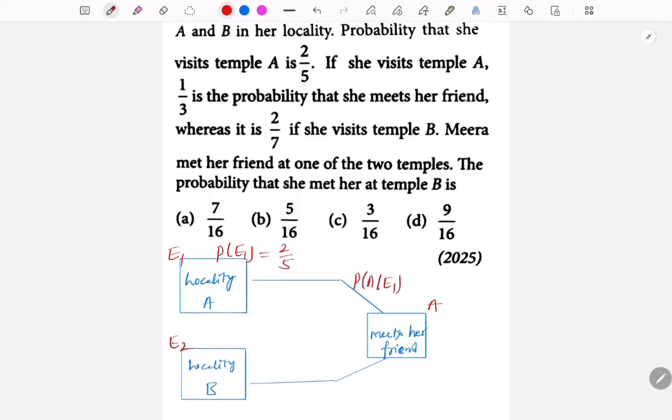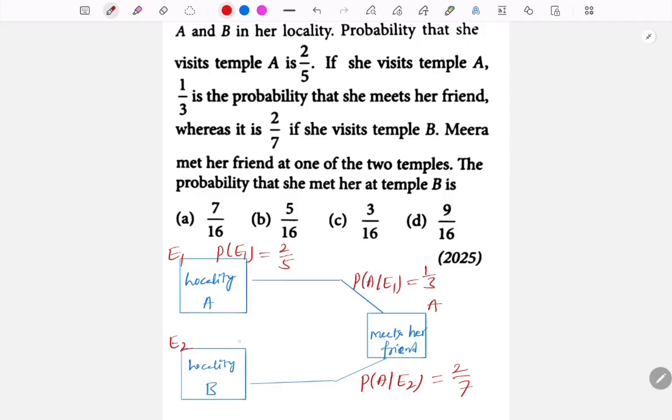What is the meaning of P of A by E1? If Meera meets her friend in locality A, I mean temple A, then how much did they give? 1 by 3 they gave, and in the second situation B, 2 by 7 they gave. Substitute those values. First one answer is 1 by 3, and P of A by E2 is 2 by 7. But in this one, if you observe, they didn't give P of E2, right? Now how to find this one?